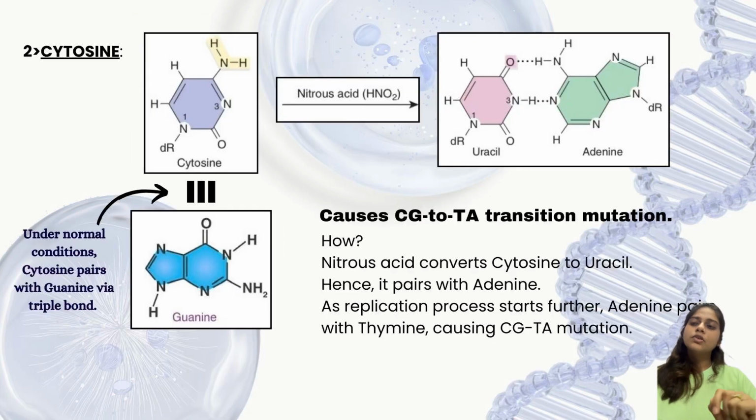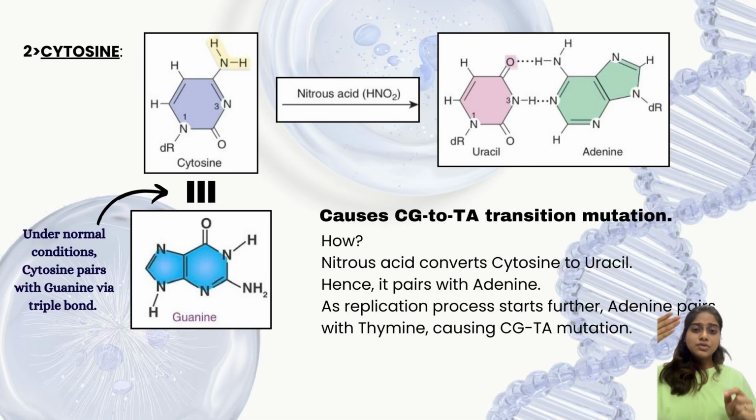The second nucleotide base is cytosine. So under normal conditions, again, cytosine pairs with guanine. But when treated with nitrous acid, cytosine is converted to uracil. Uracil pairs with what? Do you know? For now I will tell the answer. Uracil pairs with adenine. So uracil will pair with adenine. And as for the replication, adenine will pair with thymine.